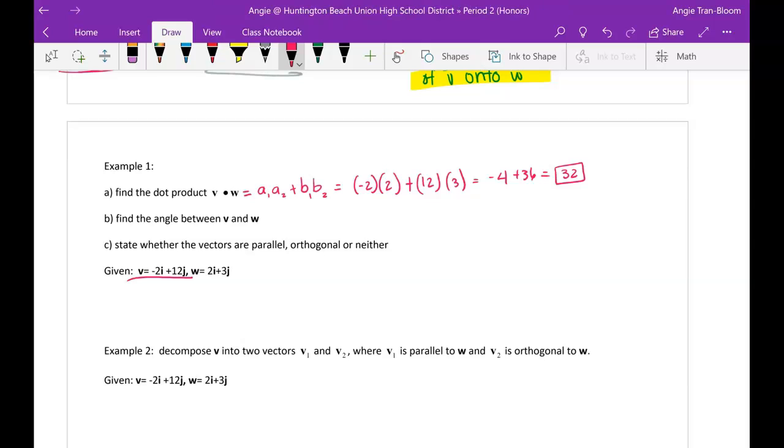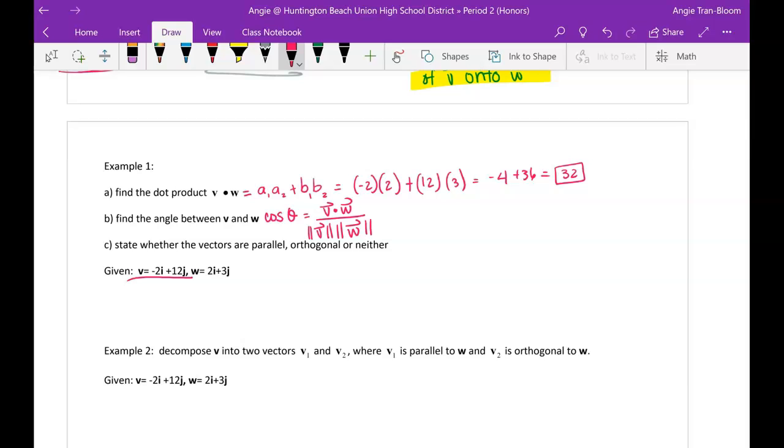Find the angle between v and w. This is when we have to use cosine. No, you may not use tangent inverse anymore. So cosine is the dot product of v and w all over the product of their magnitudes.